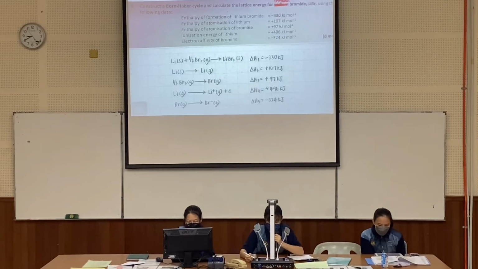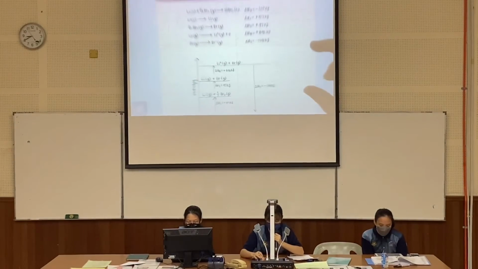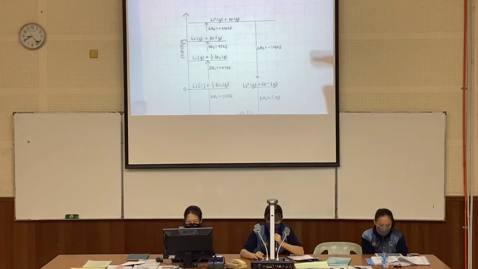And for the last, electron affinity of bromine, the bromine in gaseous state will turn into its ion, which is Br negative in gaseous state. So make sure you list down all the enthalpy changes behind the equations. So next we'll proceed to the Born-Haber cycle.